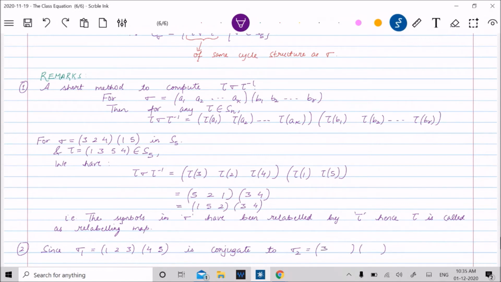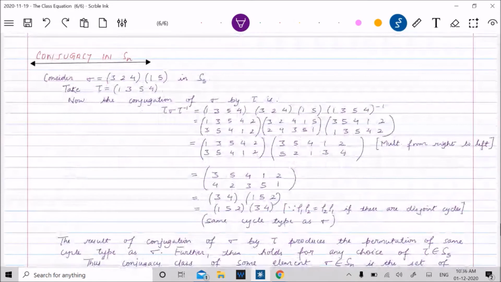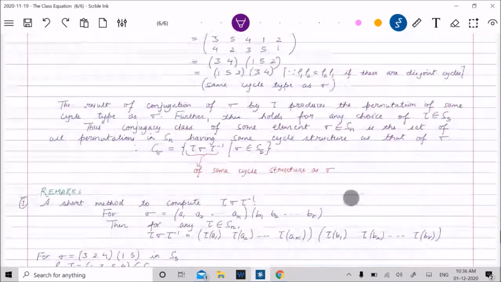Suppose you write 3, 4, 1, and the rest of the elements 2 and 5 are here. Of course, these two elements are conjugate to each other because they have the same cycle type. Observe, this is what is special in SN. That's why we are studying this SN. In SN, the elements which have the same cycle type belong to the same conjugacy class. That's it, right? Right, sir.